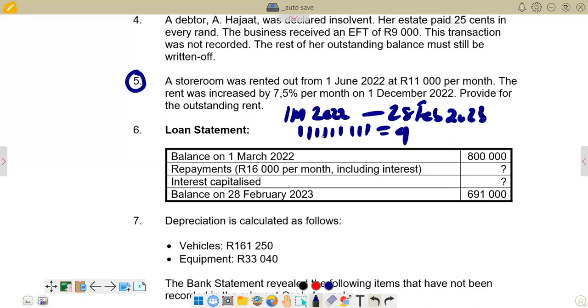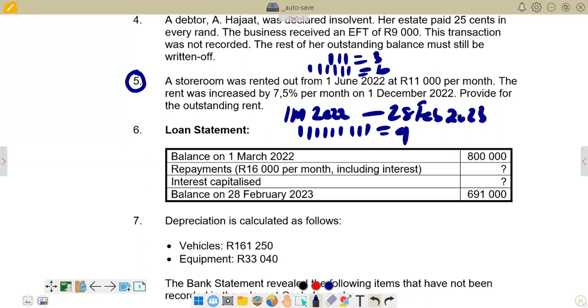So this means this building was rented for 9 months. But out of that 9 months, the rent was then increased on 1 December 2022 by 7.5%. So the number of months after the rent was increased, we have got December, January, February. So we've got 3 months when the rent was increased. So when it wasn't increased, it was from 1 June to end of November. So we are saying June, July, August, September, October, November. We have got 1, 2, 3, 4, 5, 6. So we've got 6 months before the increase of the rent.